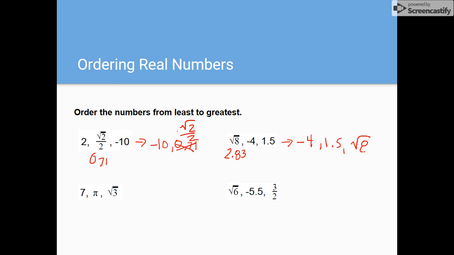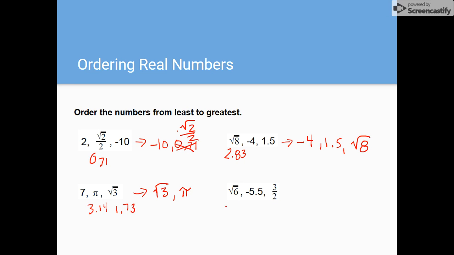So let's look down here. Pi is 3.14. The square root of 3, I've got my little calculator off screen. Use your calculators. 1.73. Again, I'm rounding to 2 digits. So which one's smaller? Well, square root of 3, and then pi.